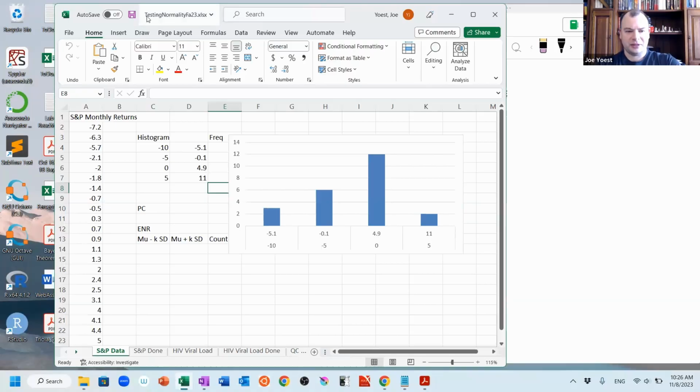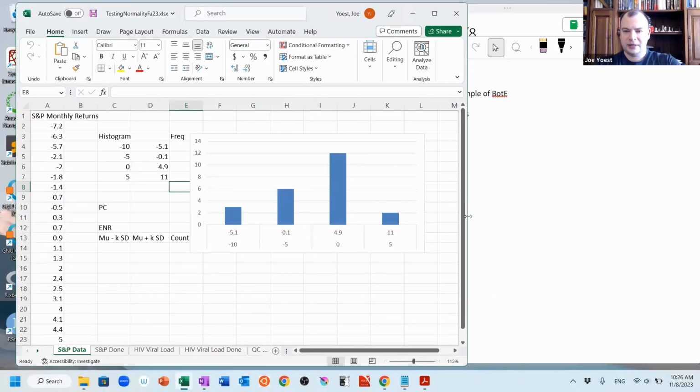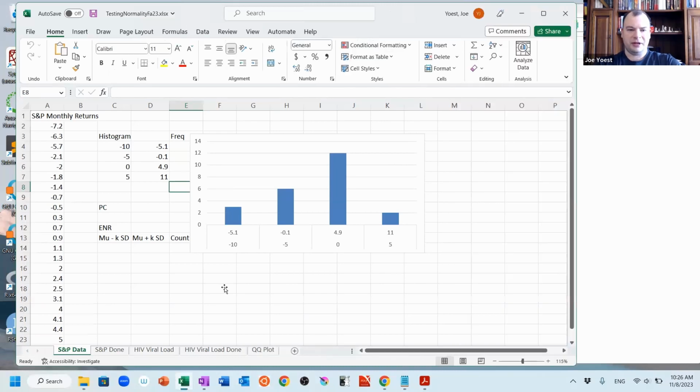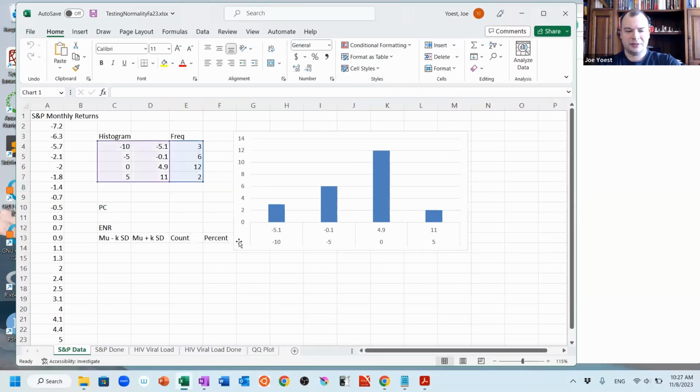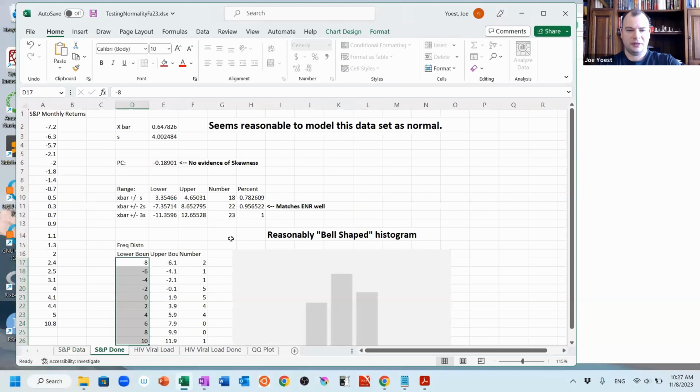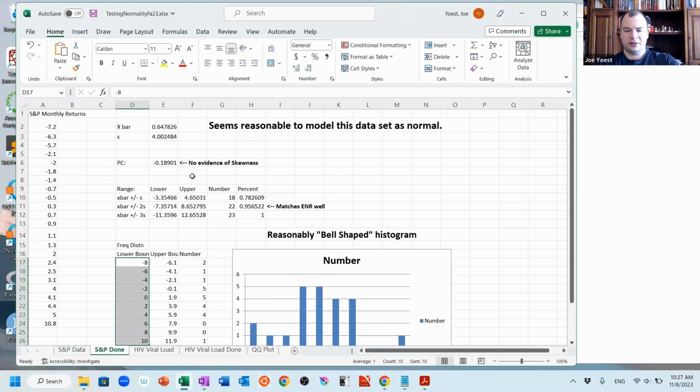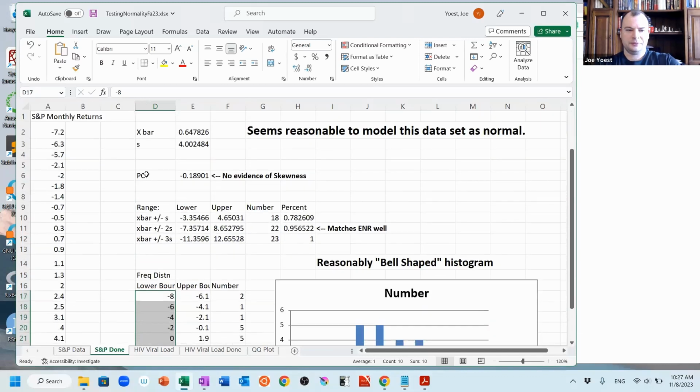But last time we had looked at the S&P 500 monthly returns. And we saw that looking at the Pearson coefficient of skewedness, the Pearson coefficient was between -1 and 1, no evidence of skewedness. So that doesn't invalidate the symmetry condition, one of the things that we're looking for from our back of the envelope test.